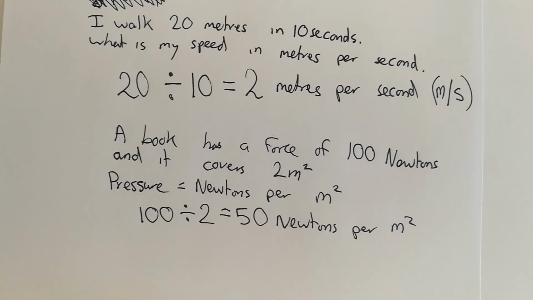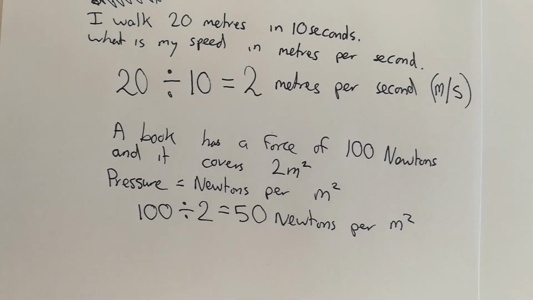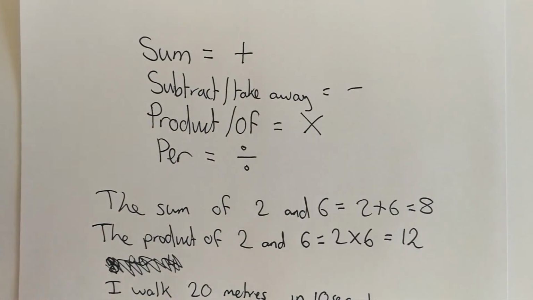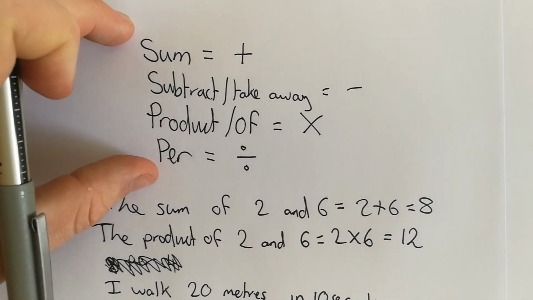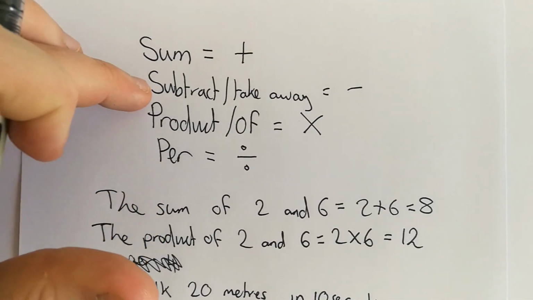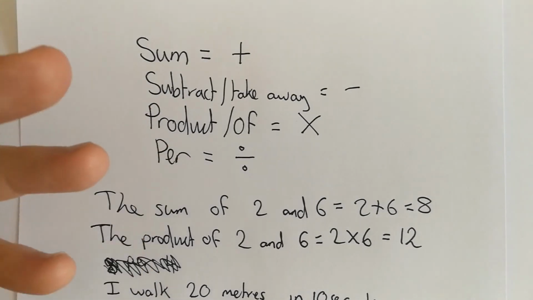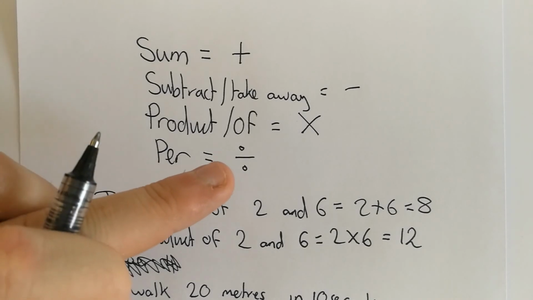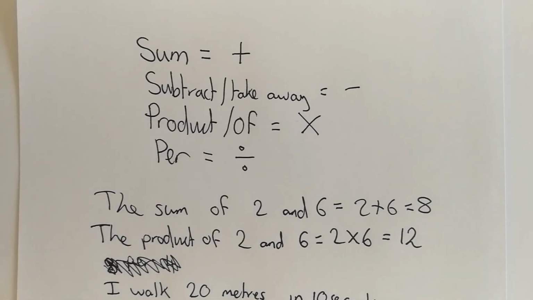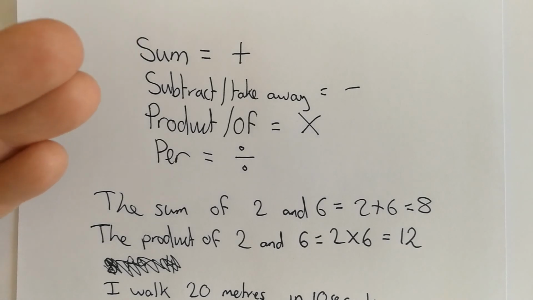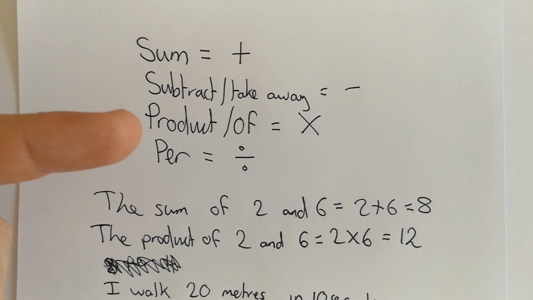Now there's also things like per cent, and we'll look at what cent means later on in the series. But all the words will have meaning within maths. So sum means to add, to subtract or take away is just to take away. Product or of means times, and the word per means to divide. And whenever you see these in maths, this is what you need to remember. Sum to add, product to times, and per to divide. So let's have a look at our first question.